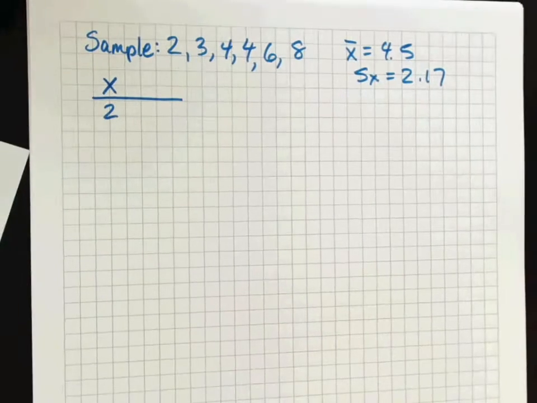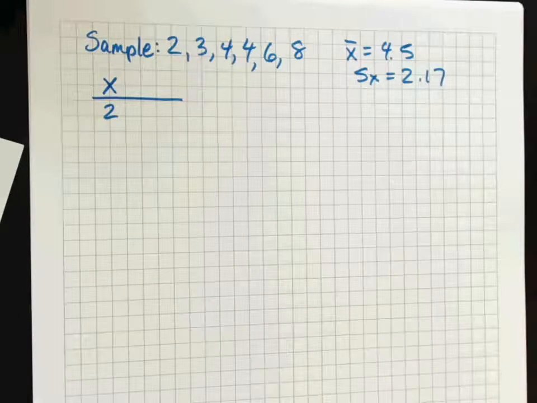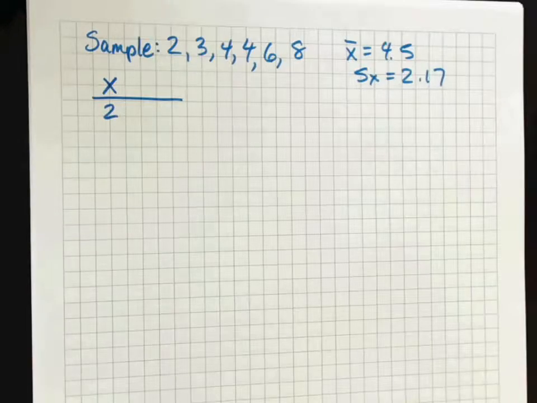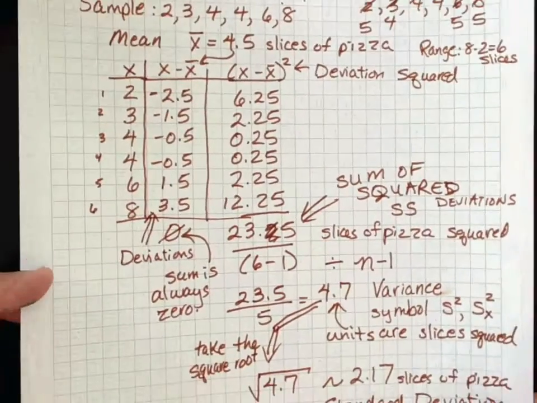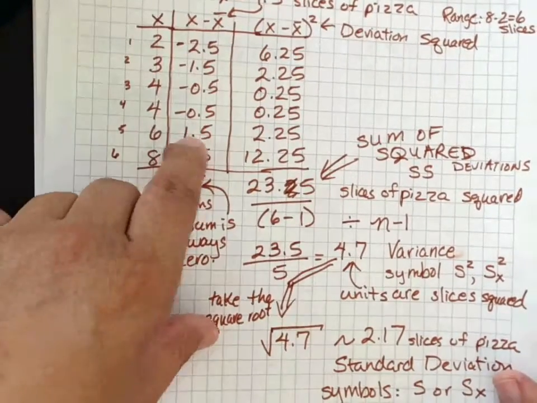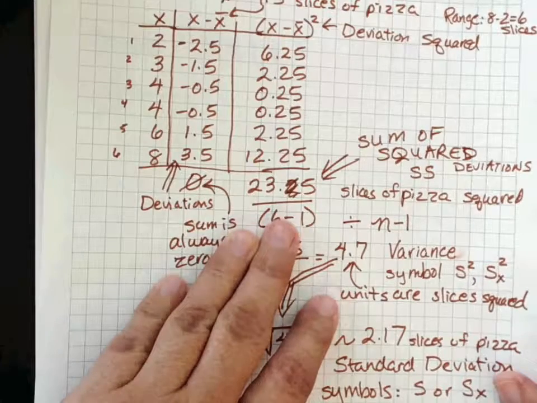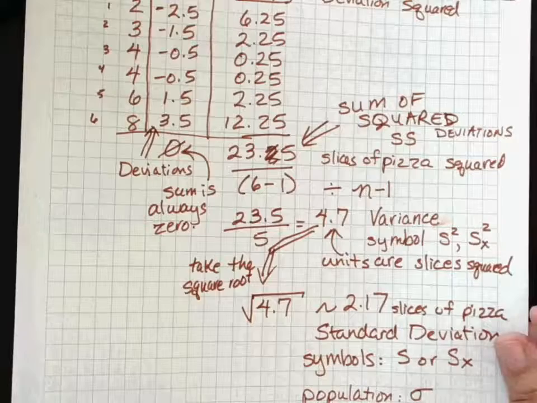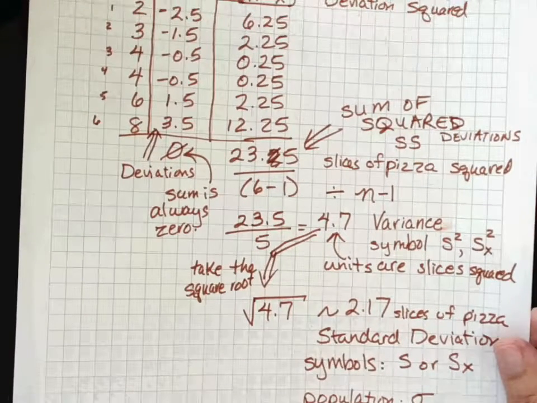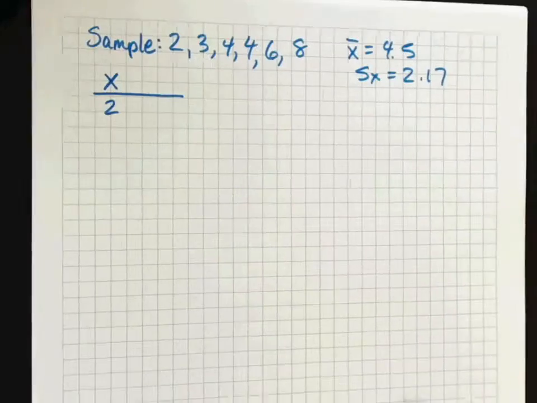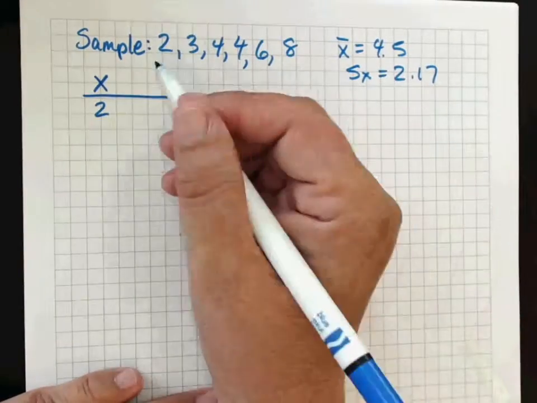If you recall from last time, we subtracted everything, squared, and then added them up to get the sum of squares, then divided, which we do for samples, took the square root, and got 2.17. So that's the difference. All right. Now we're going to take a look at x.